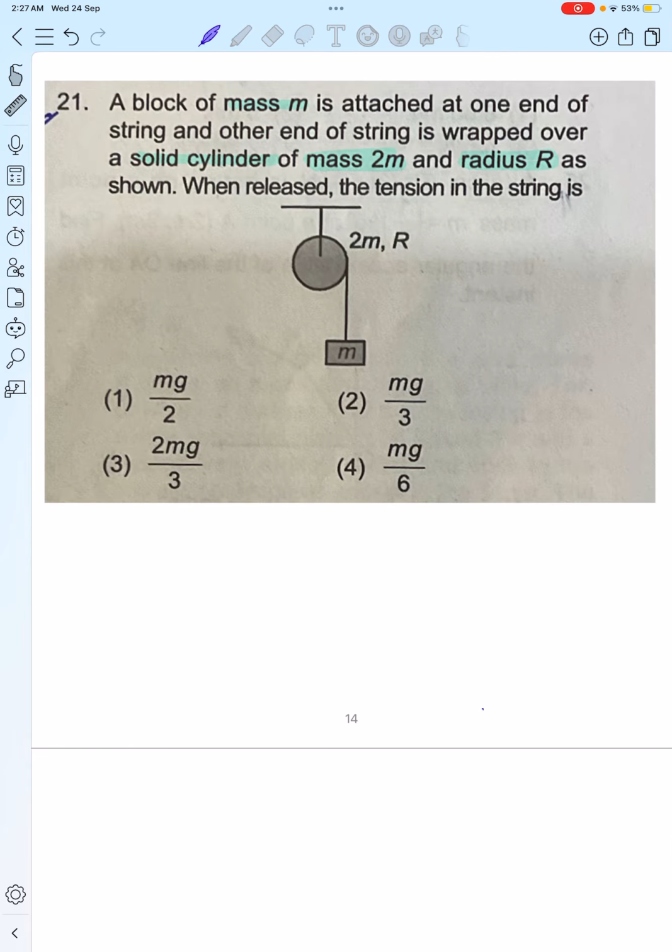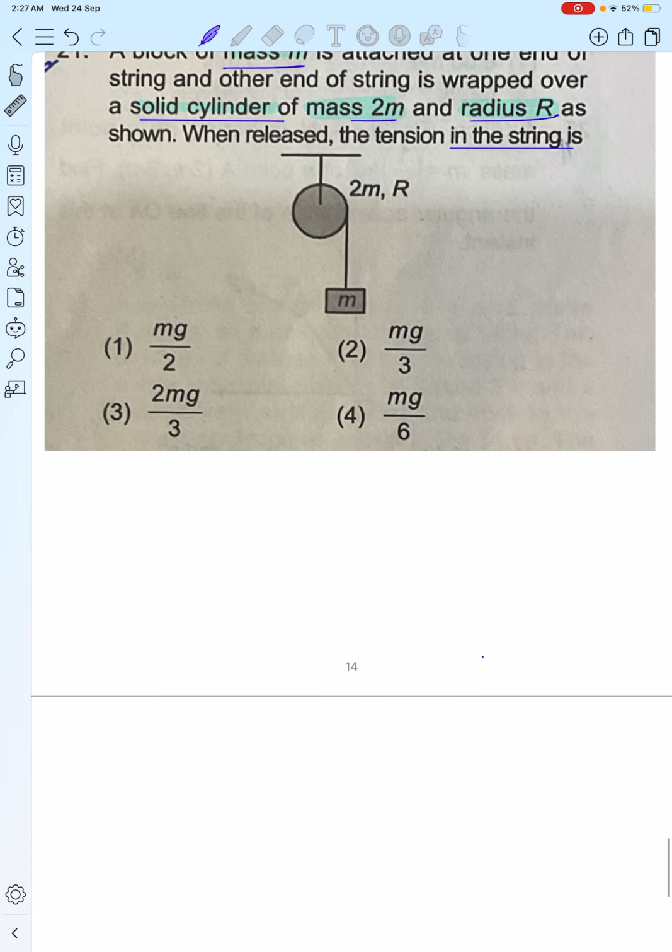Okay, let's see this question. Block M attached to a solid cylinder, mass 2m, radius r. When released, the tension in the string is... So we need the tension, so we'll draw the free body diagram.